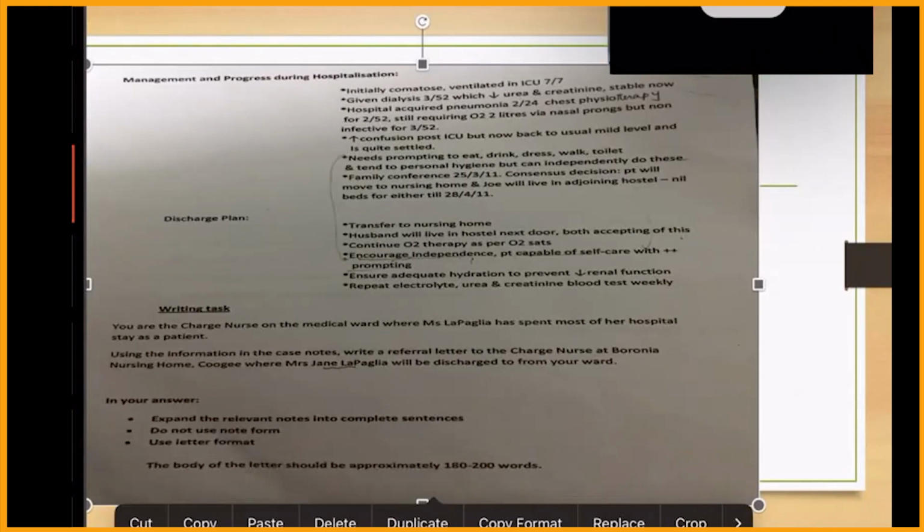Ensure that this patient is adequately hydrated to prevent decreased renal function, or to stabilize the renal function. And again, they are to repeat the electrolyte, urea, and creatinine blood test weekly. So can I ask you, did you understand what this letter means? I hope I've explained it clearly.